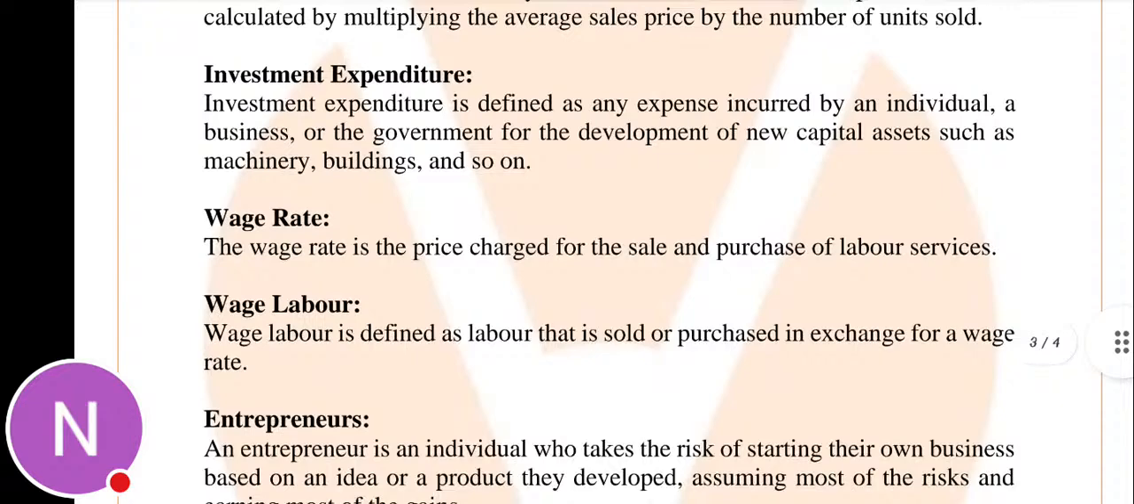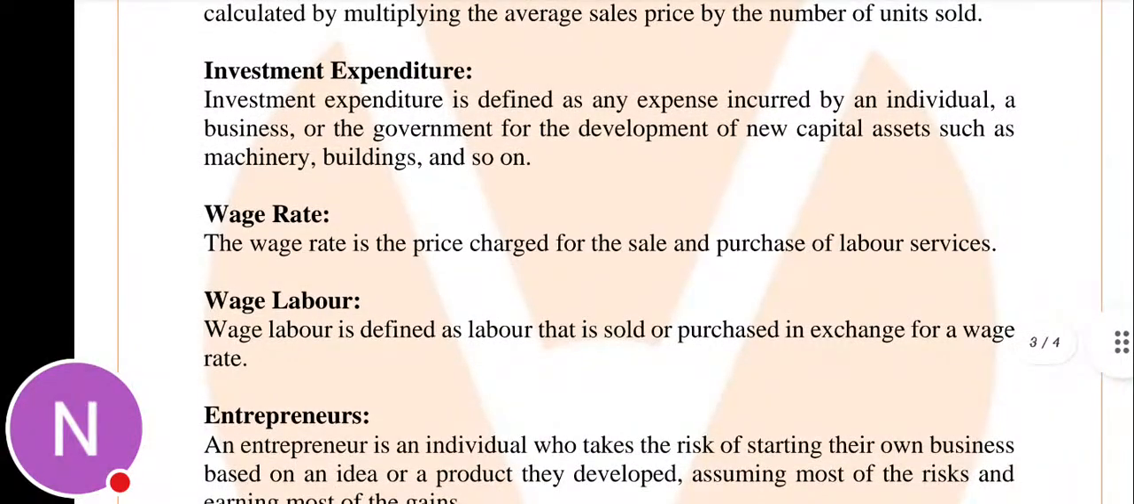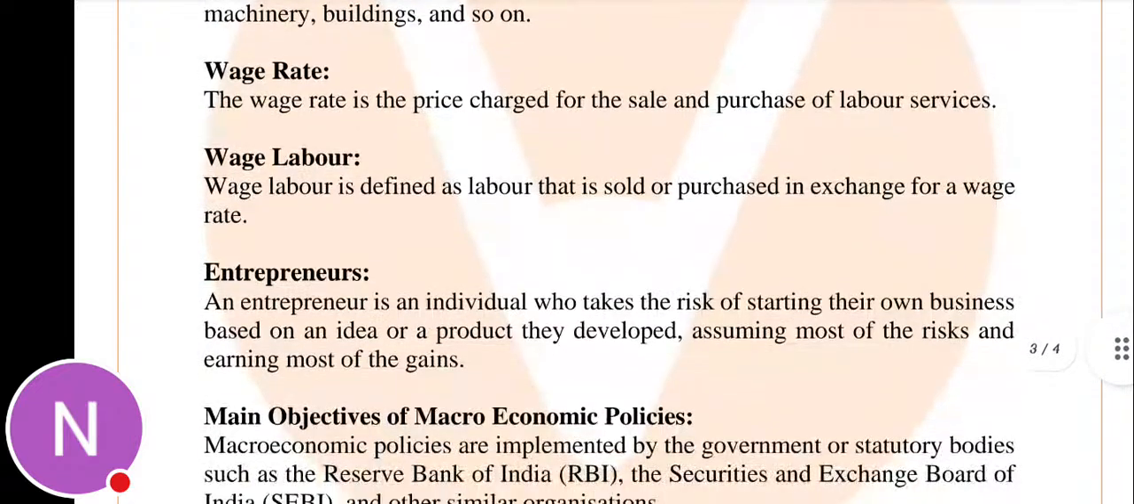Next is investment expenditure. Investment expenditure is defined as expense incurred by an individual, a business, or the government for the development of new capital assets like machineries and buildings. This is known as investment expenditure.